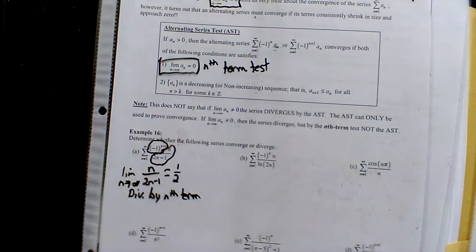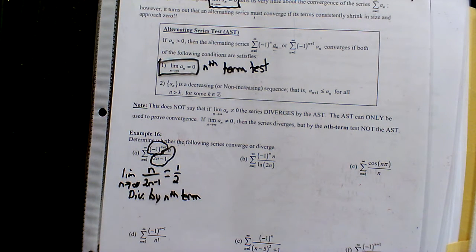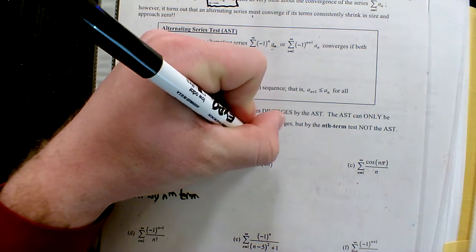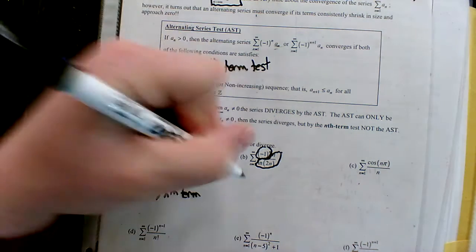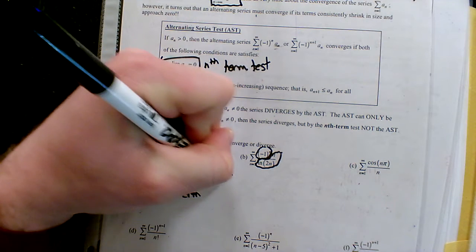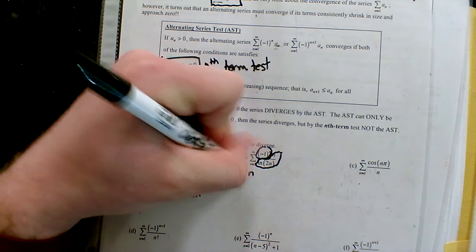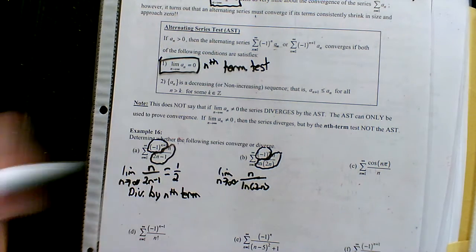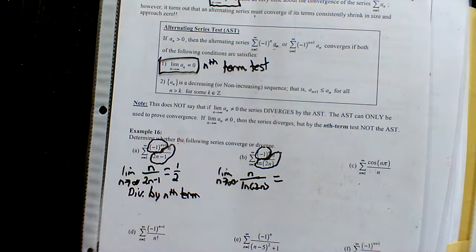All right, we'll go on to the next one. Do we see an alternator in this one? Yes. Yeah. It's that (-1)^n. So this is all going to stay separated here as we do the nth term test. So limit as n goes to infinity of n over ln(2n), and this limit's actually going to go to what?